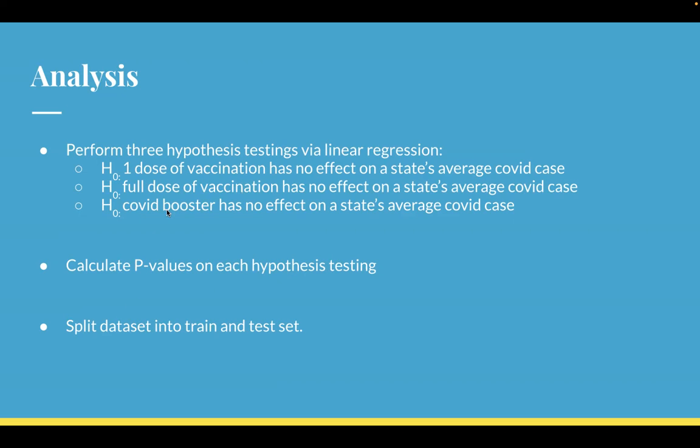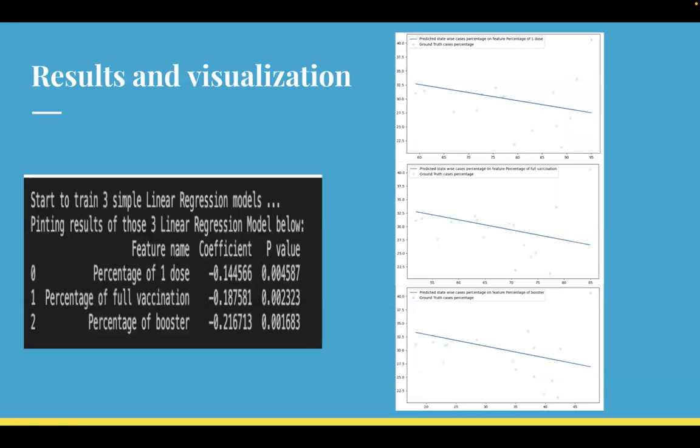In terms of the linear regression, I split the merged data set into train and test sets in order to prevent data leak. And here's the result. As you can see, all three features have pretty decent p-values, less than 0.05, which means they are all statistically significant. And from the coefficient column, the booster has more effect on preventing COVID cases. The second place is the full vaccination, followed by the first dosage.